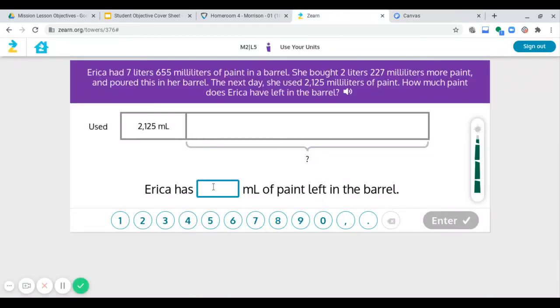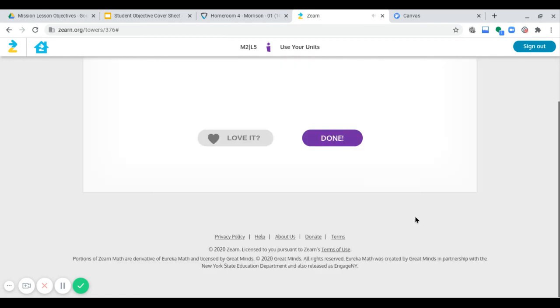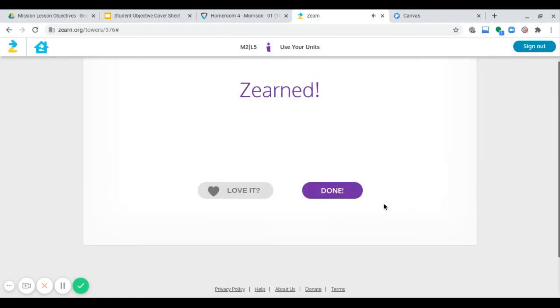And if I go back to the Zoom problem, it asks me, hey, Erica has how much paint left in the barrel? She has, we said, 7,757 milliliters. Nice! Nice! Guys, I think, oh my gosh, we did it. We did this. We solved it.